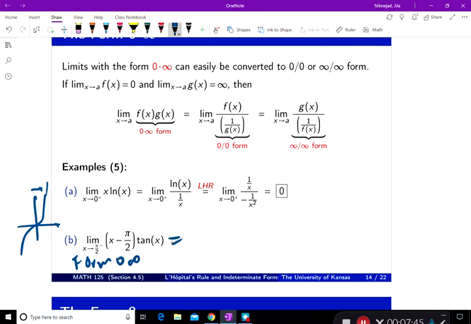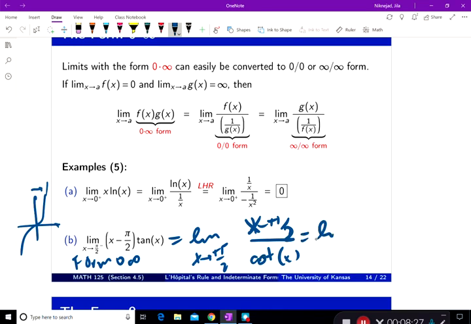Now I'm trying to see, is it easier to reciprocate x minus pi half, or easier to reciprocate tangent of x? Well, it seems like tangent of x can become cotangent of x. So I'm going to write down the limit as x goes to pi half. And if I'm reciprocating, I have to do it twice. So I'm taking it to the bottom. I get cotangent of x in the bottom: x minus pi half over cotangent of x.